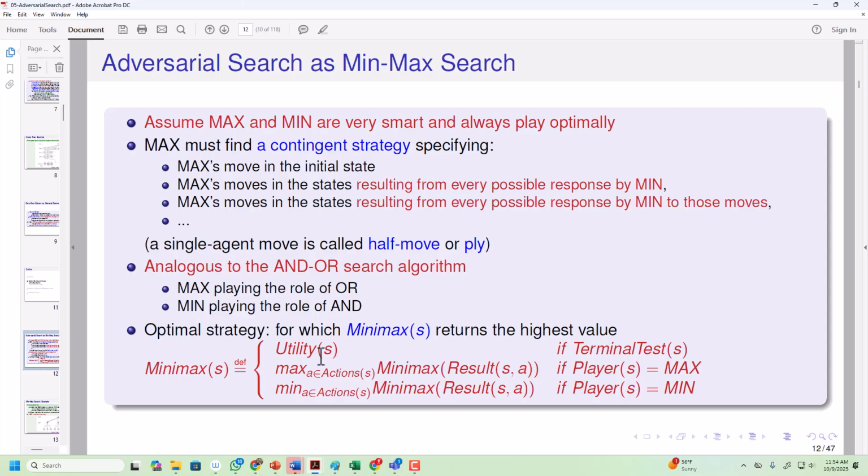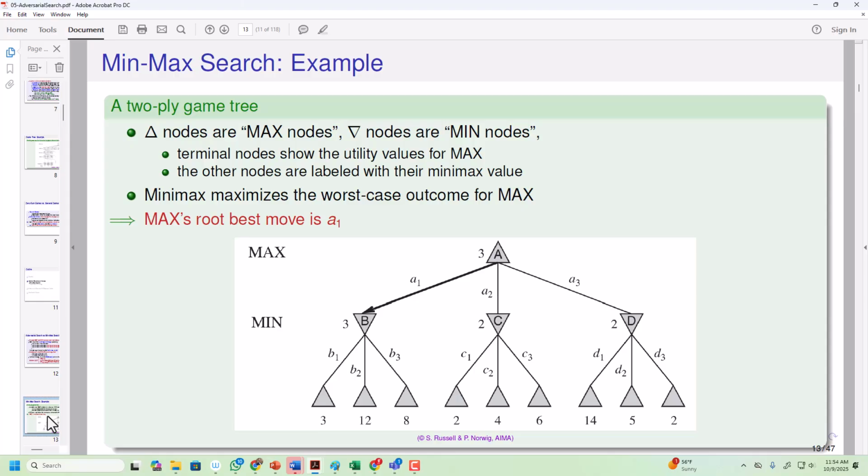Otherwise, if it's Max's turn, choose the move with the maximum minimax value. Otherwise, if it's Min's turn, choose the move with the minimum minimax value. That's exactly what this says. In this example tree, Min nodes back up their lowest child value and Max nodes choose the highest among them. So Min will choose whichever is the lowest among its children, like 3 among these 3 nodes. And Max will choose whichever is the maximum among its children. So that's the way it works.